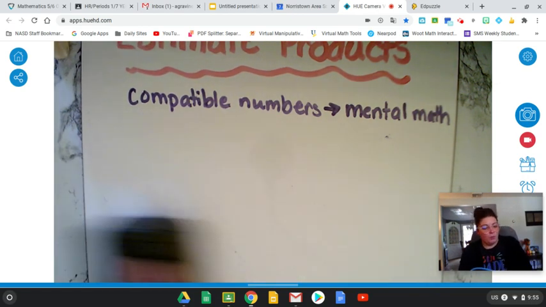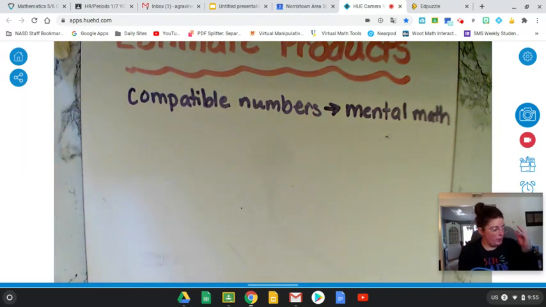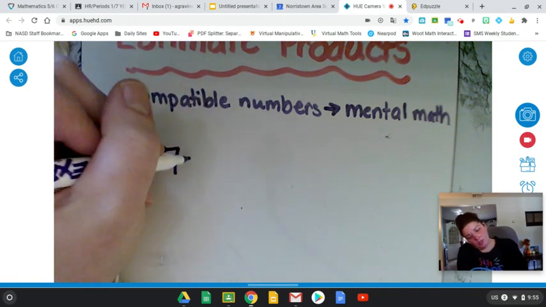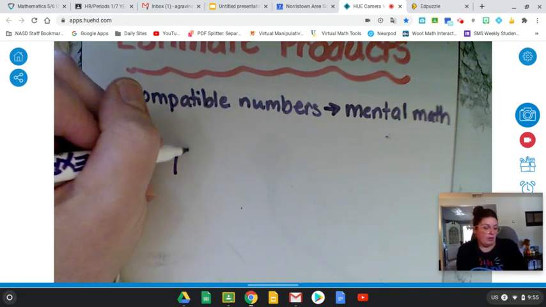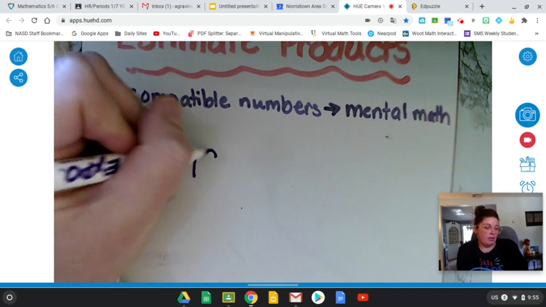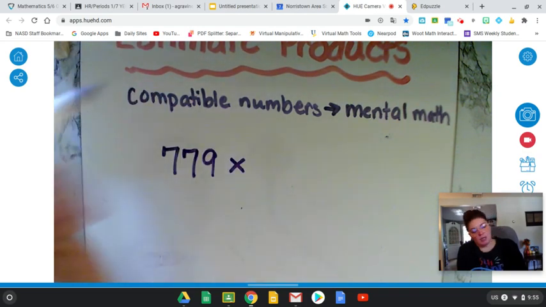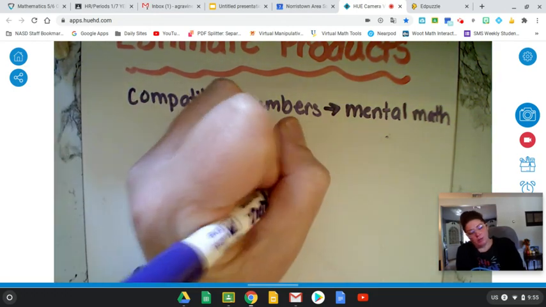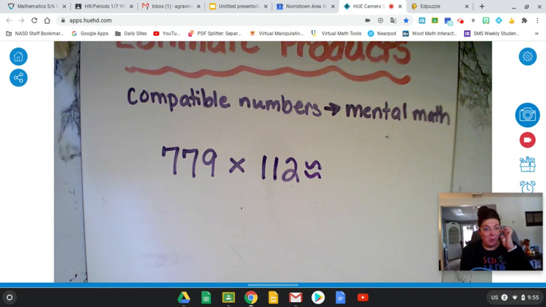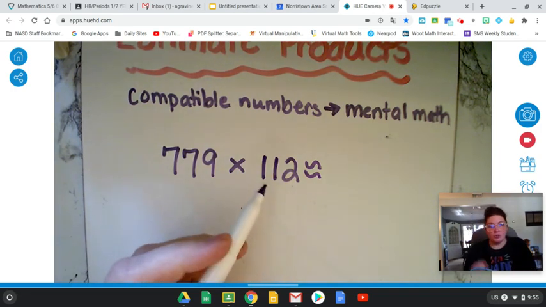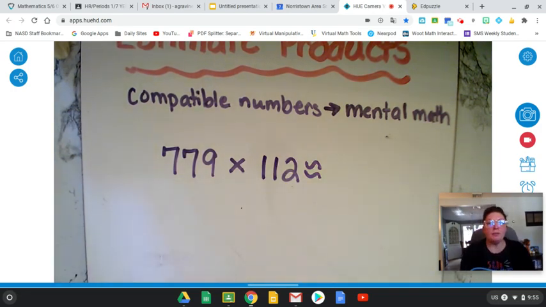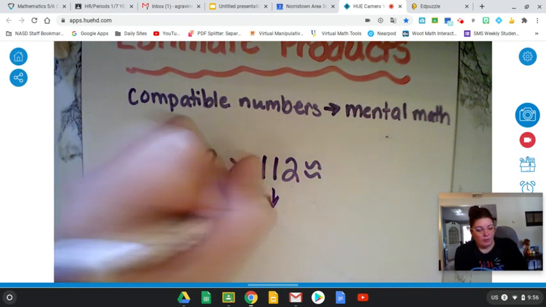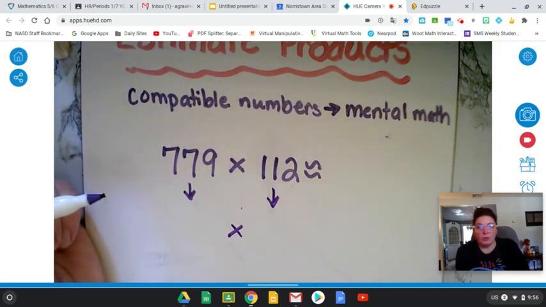All right, let's look at one more. Now I'm going to make the numbers a little bit larger. Let's say that we have 779 times 112. And we want an estimate there. And I made both factors in the hundreds, so these are both larger numbers. Let's do some rounding. Okay? What are these numbers close to so that I can multiply mentally?